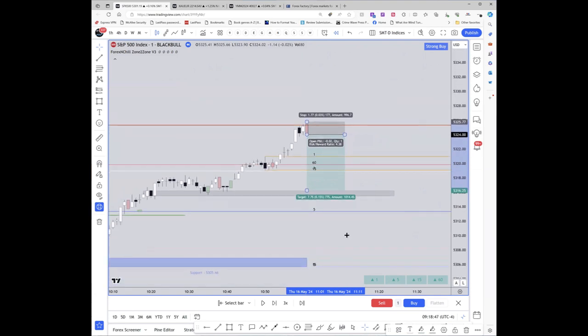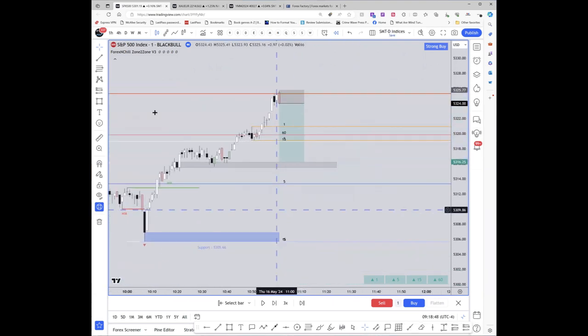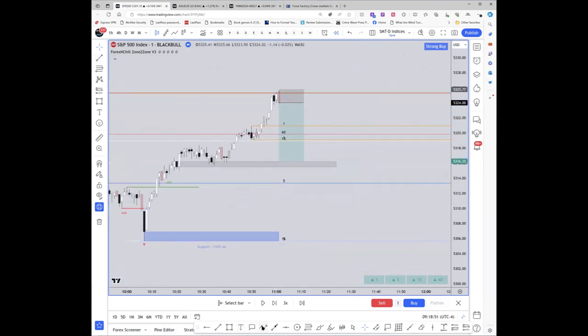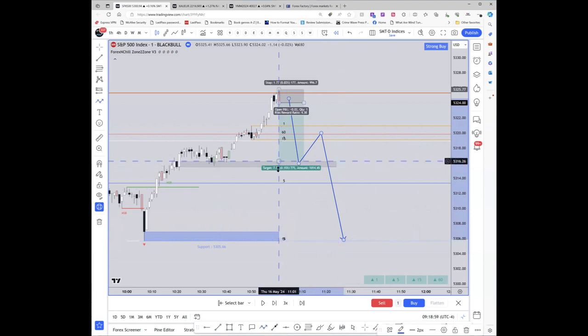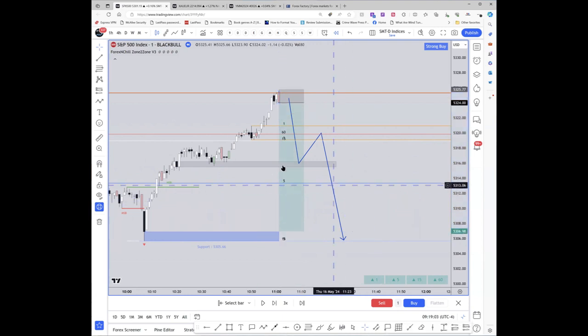But long term, I had painted out a zigzag that I expected to happen and come down to here. This was my long-term target. But because I was scalping and I only needed like $700 more to finish the day off on the futures, I took a counter trend buy as well. All right, so let's let it play out.